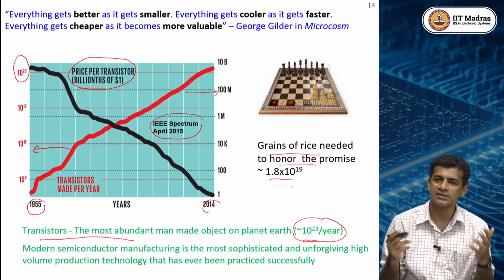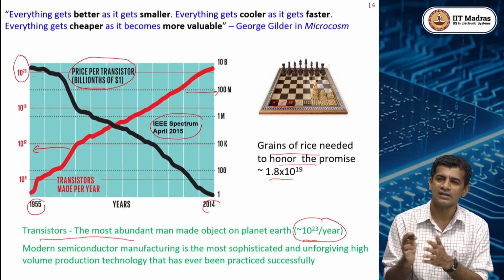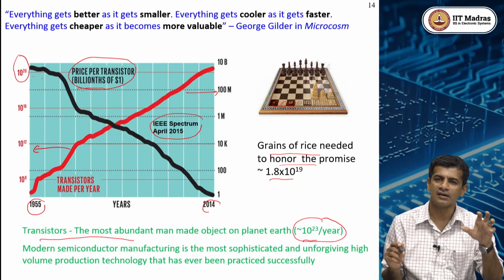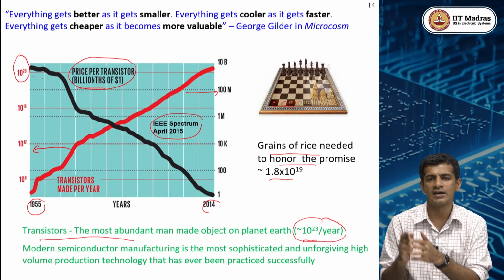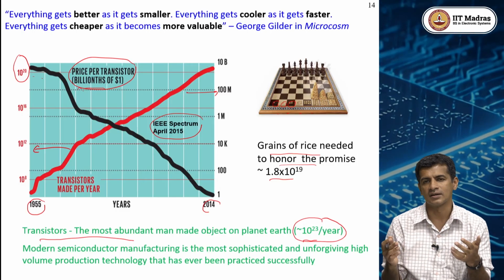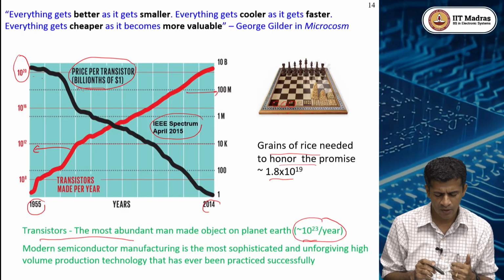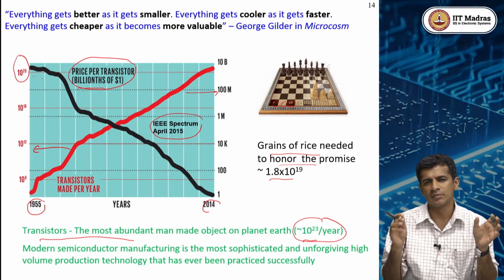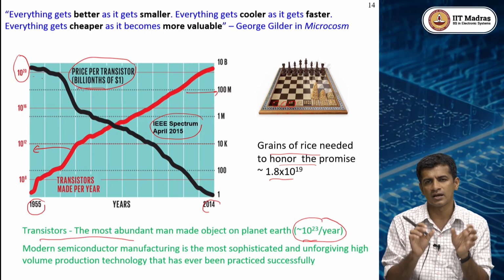On the other hand, if it were a modern day king, and he or she had promised to give you transistors, maybe he could have honored this promise. Finally, when you do scaling, scaling means you are making the transistor smaller and smaller.